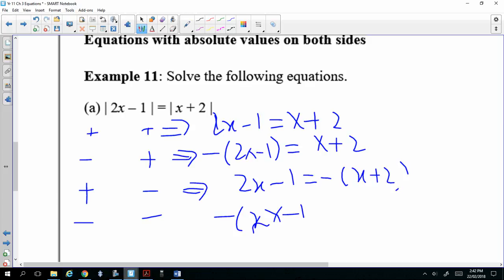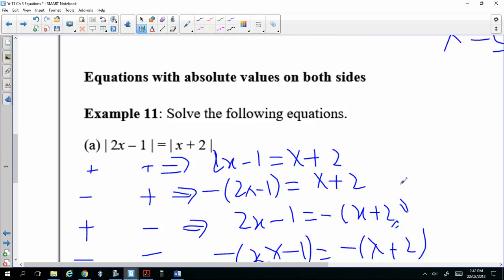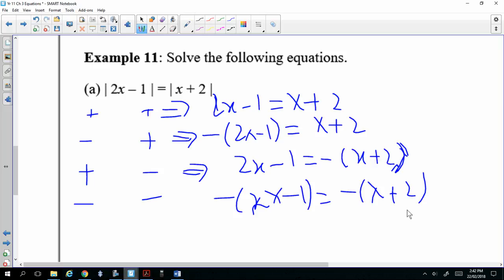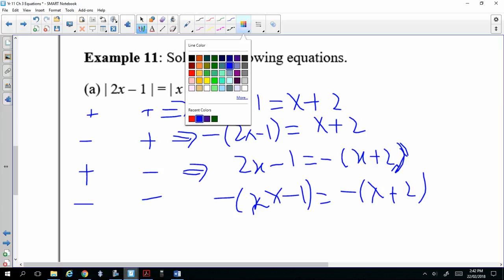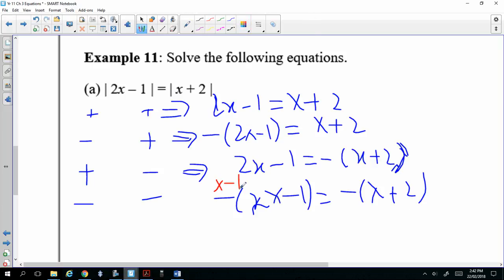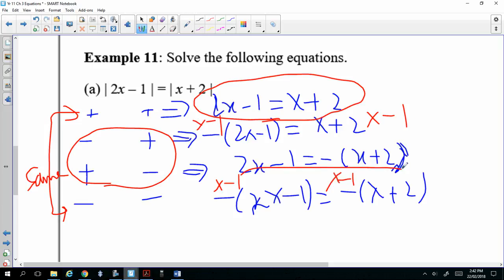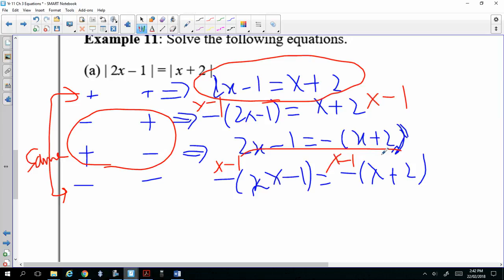Which means you have to solve 4 different equations. But that will not be the case because you will see 2 cases are actually identical. If I multiply both sides by negative 1, the negatives get cancelled, and we get this case. So these two are the same. And same for these two, if I multiply both sides by negative 1, I get the other case. So really there are 2 cases.